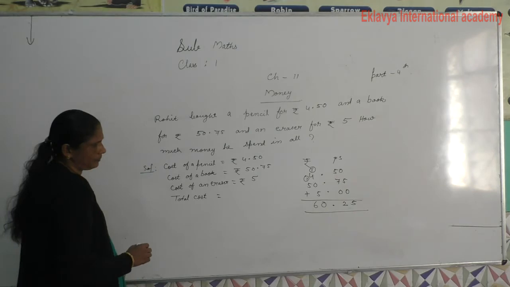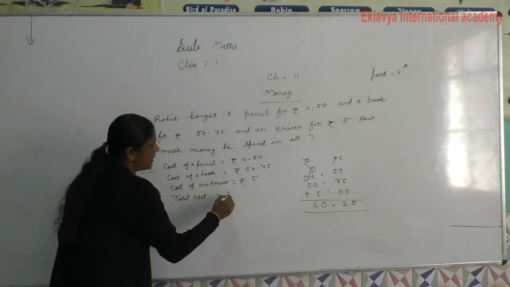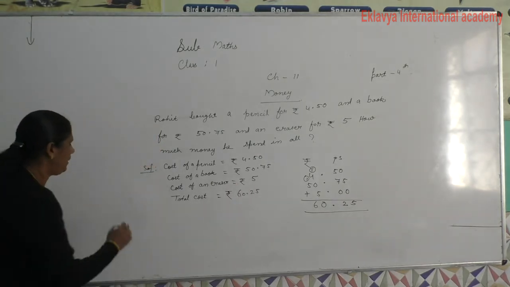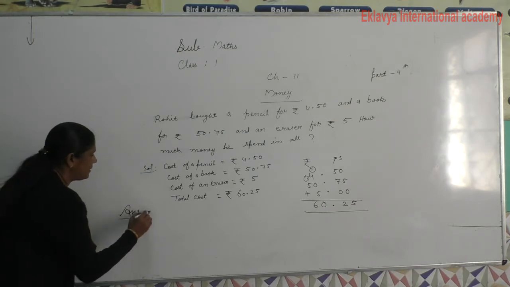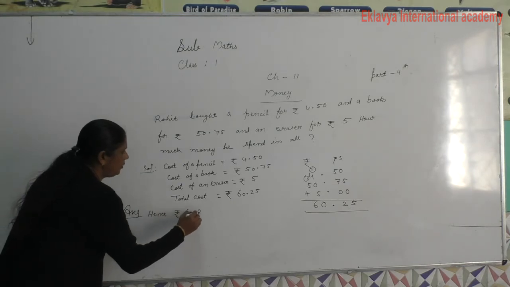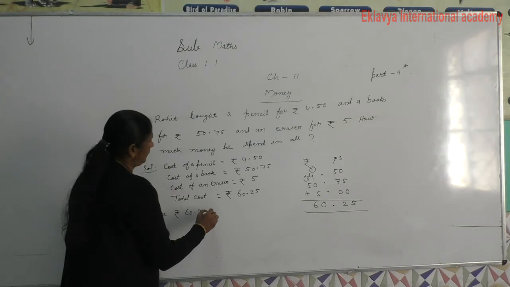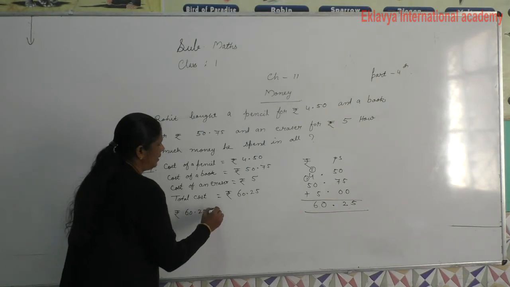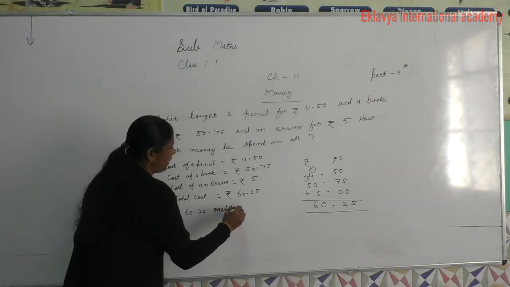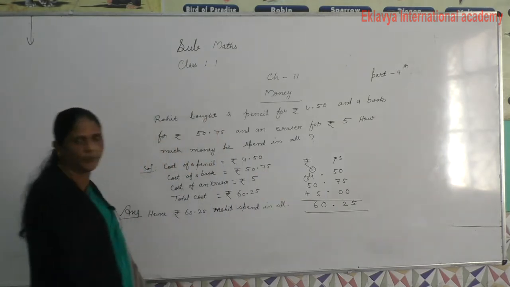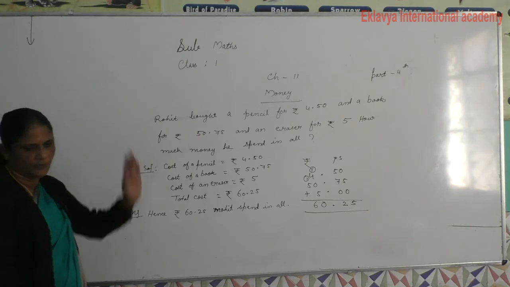Then you write rupees 60.25. Then for the final answer we write: hence, rupees 60.25 is what Rohit spent in all. Okay, this was the first question.